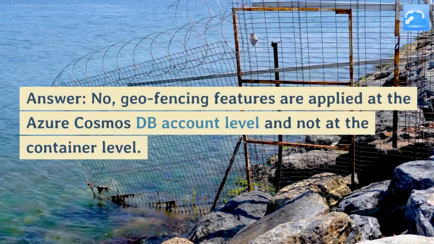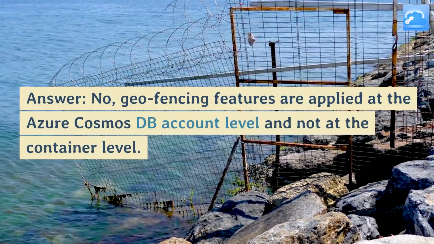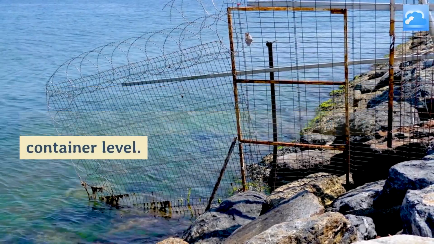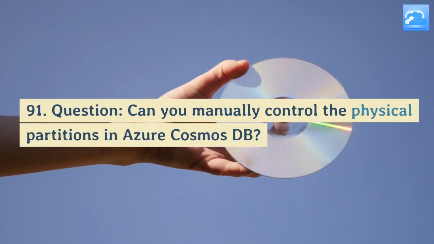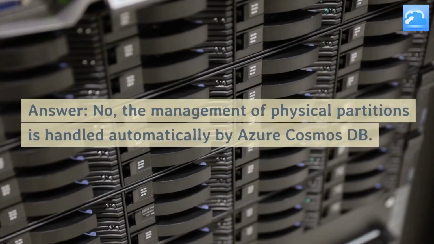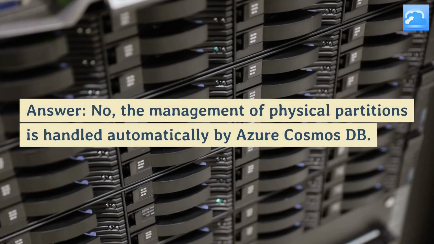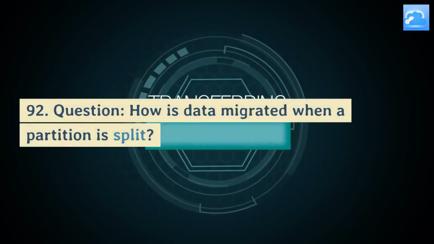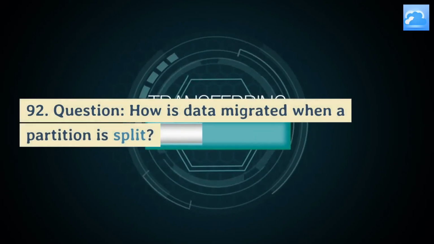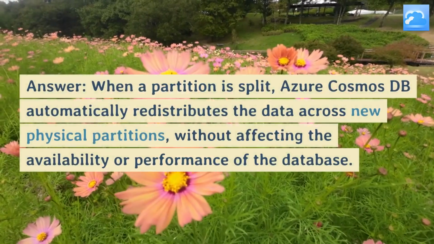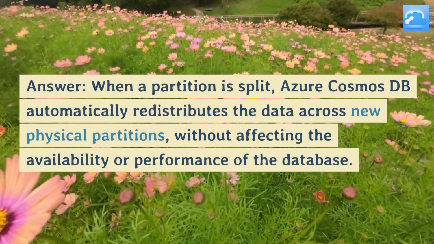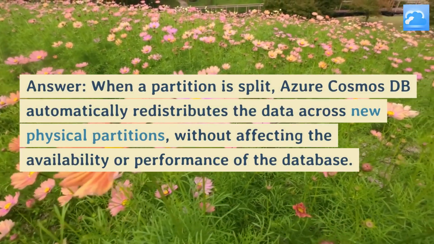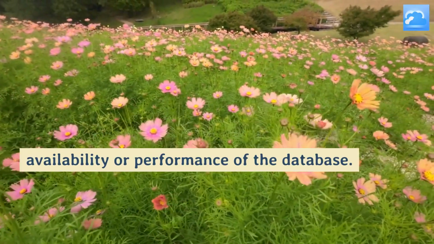Answer: no. Geofencing features are applied at the Azure Cosmos DB account level and not at the container level. 91. Question: can you manually control the physical partitions in Azure Cosmos DB? Answer: no. The management of physical partitions is handled automatically by Azure Cosmos DB. 92. Question: how is data migrated when a partition is split? Answer: when a partition is split, Azure Cosmos DB automatically redistributes the data across new physical partitions, without affecting the availability or performance of the database.